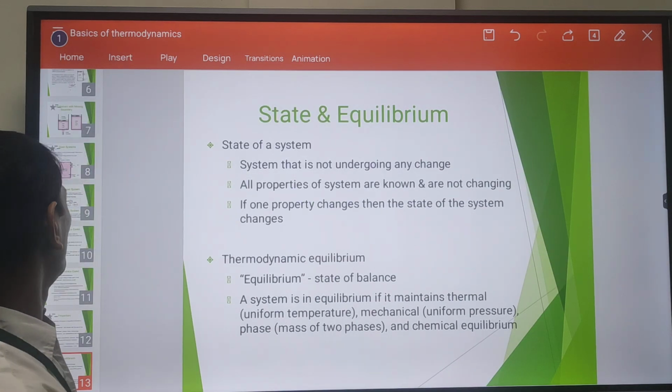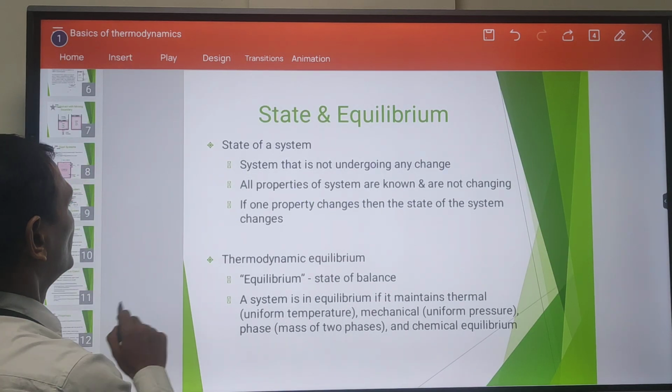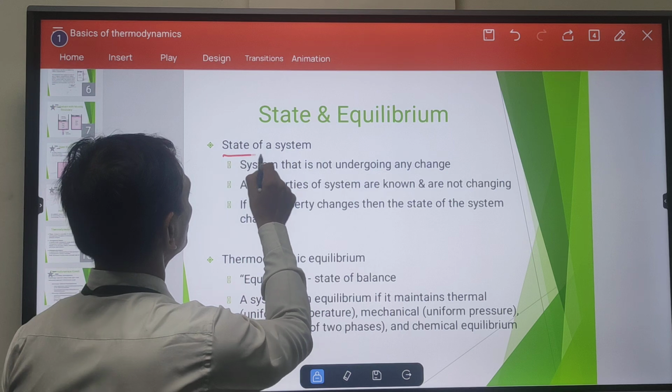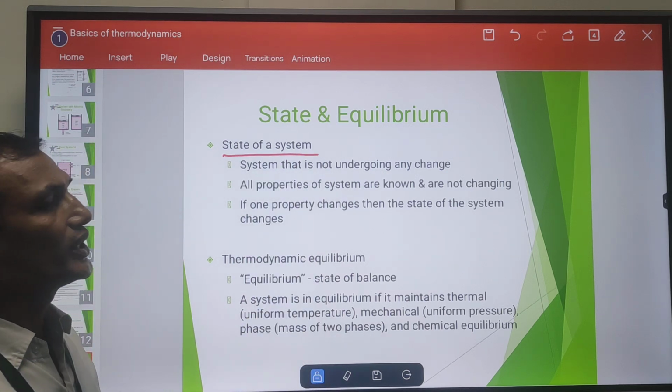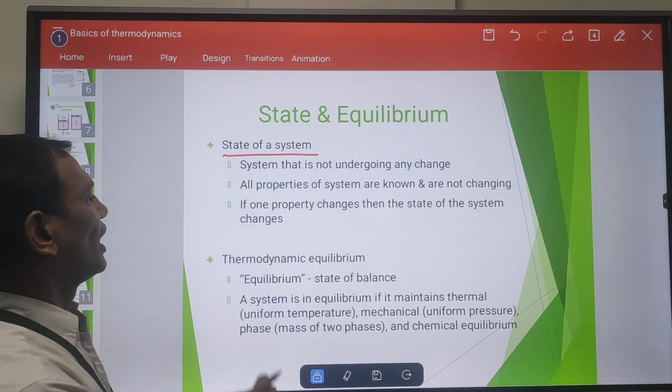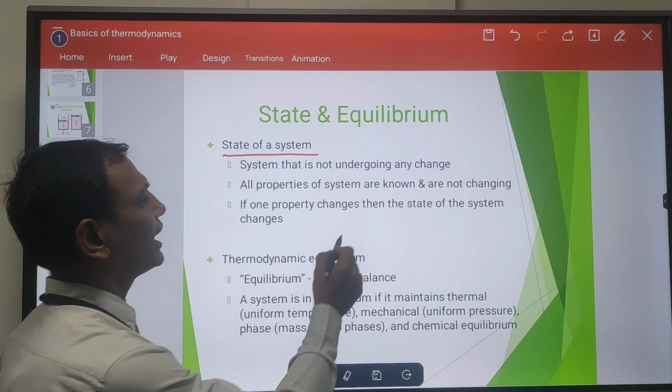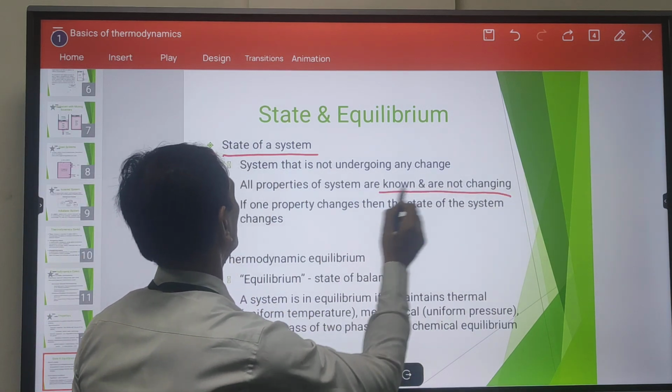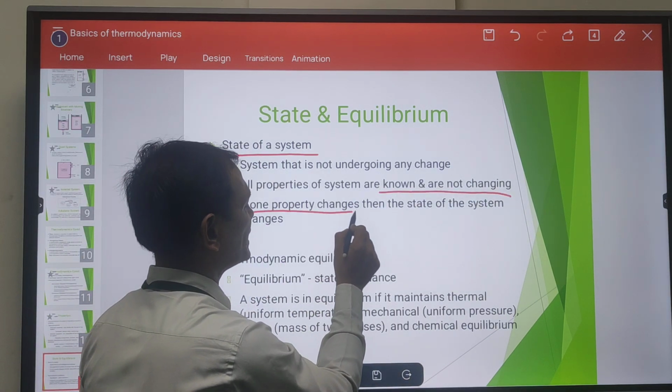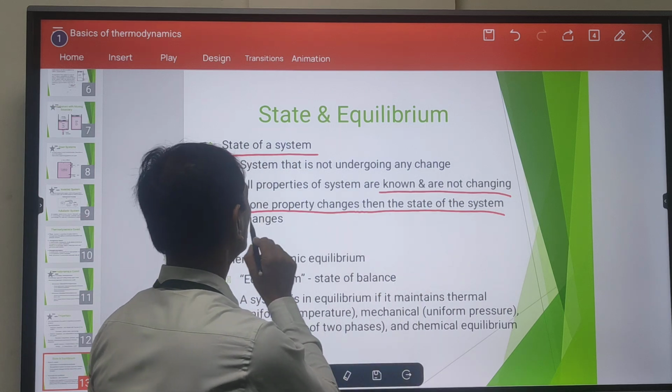Now, state and equilibrium. A state is a system that is not undergoing any change. It's called a state when all properties of the system are known and not changing. If one property changes, then the state of the system changes.